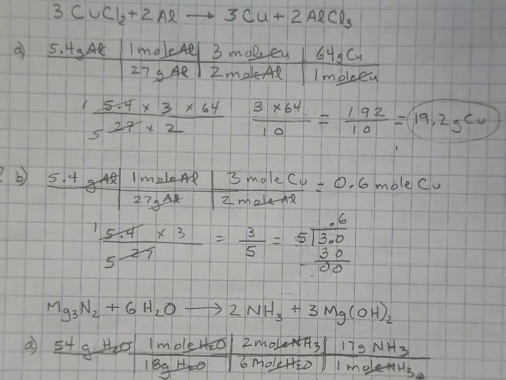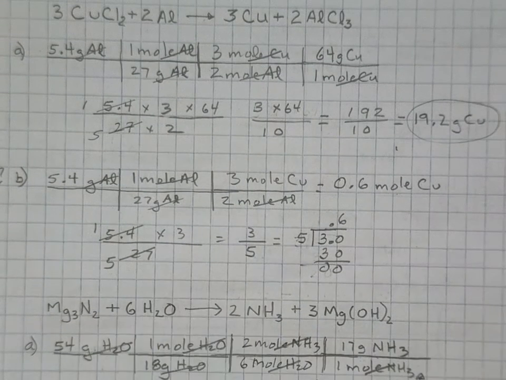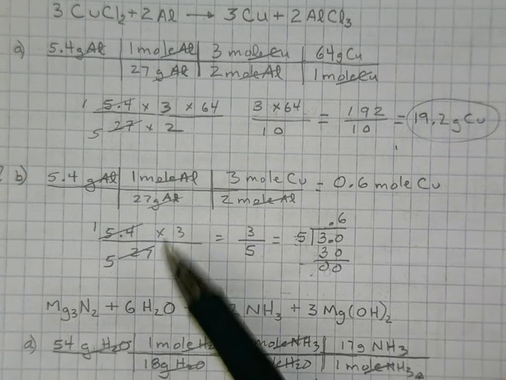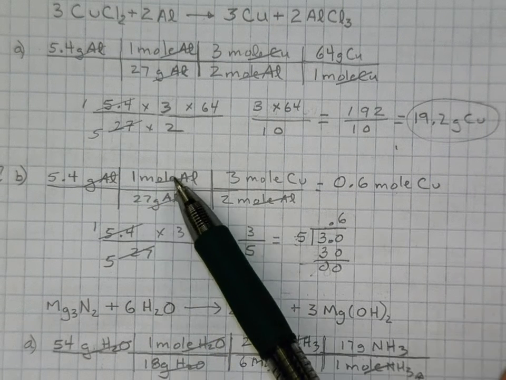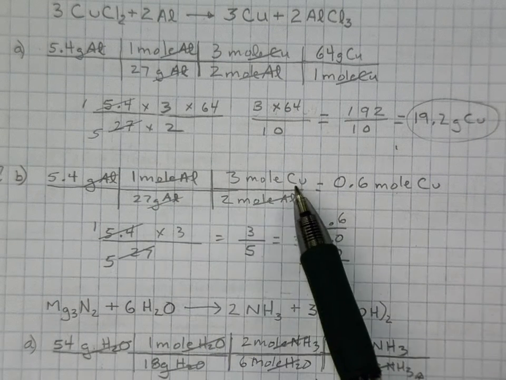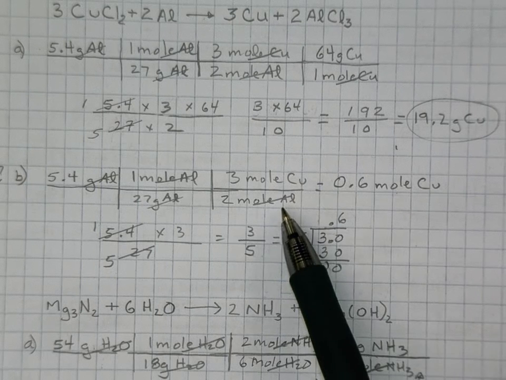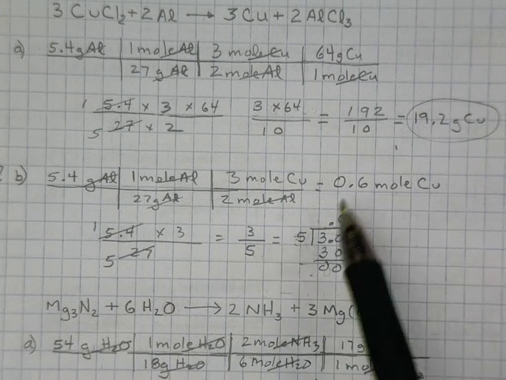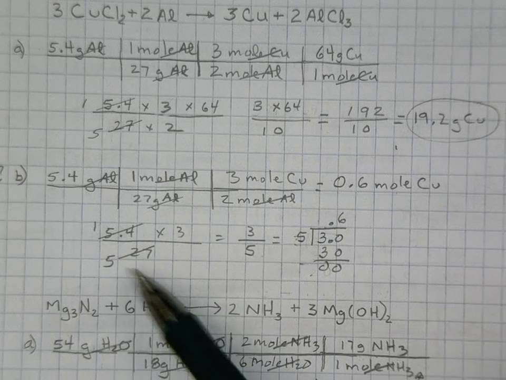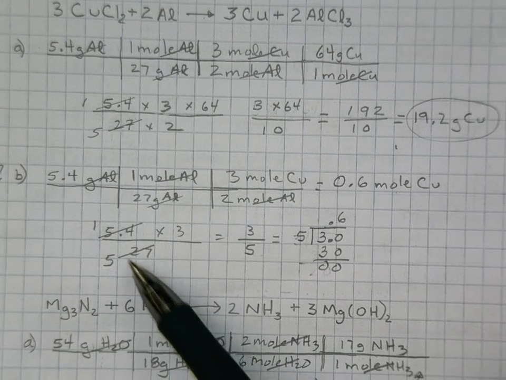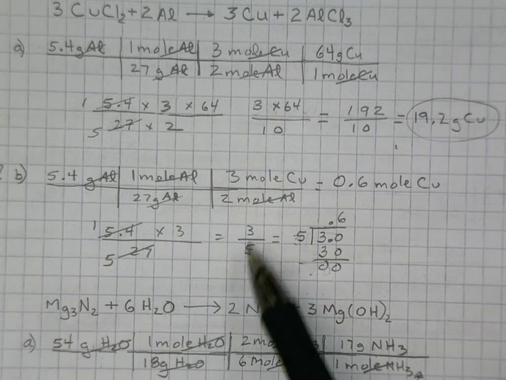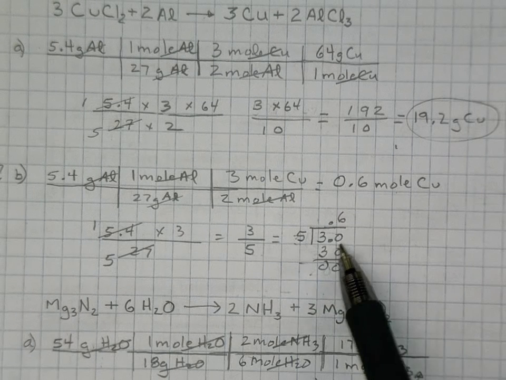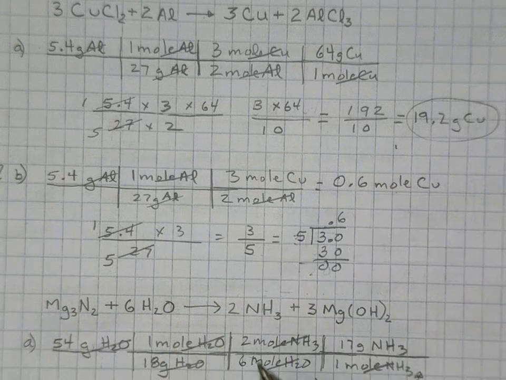For part B, you're given 5.4 grams of aluminum, and so we got to use the molar mass for aluminum to convert it to moles of aluminum. Our molar ratio between copper and aluminum is 3 moles of copper to 2 moles of aluminum, and that comes out to be, after we get these cross-canceled out, 5.4 into 27, 1 over 5, we get 3/5, which when you do the math, turns out to be 0.6.